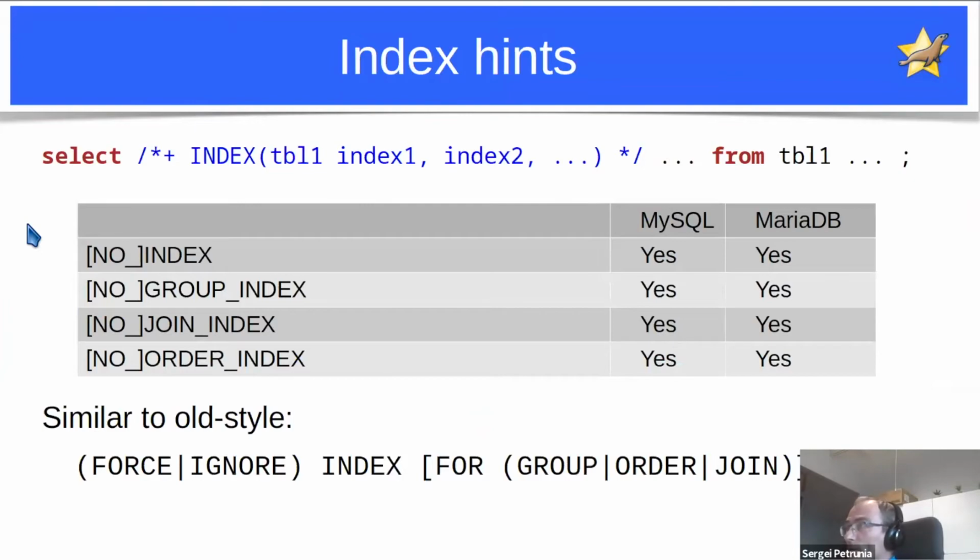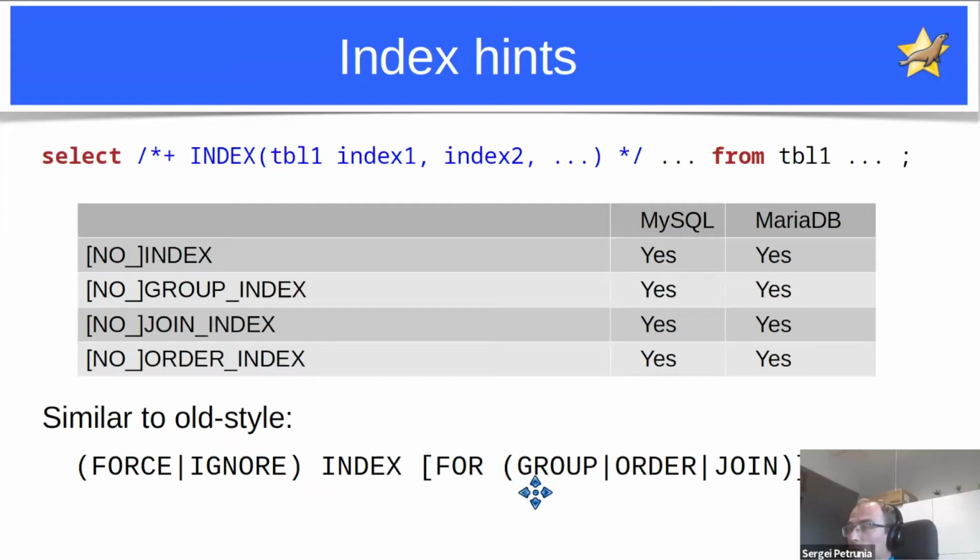Index hints syntax looks like this. Select, and then you have this hint comment where you have table and index names. There are four index hints, and they map closely to the old style hints. If there's a prefix NO, then it's ignore index for group by, for order by, for join, or force index.